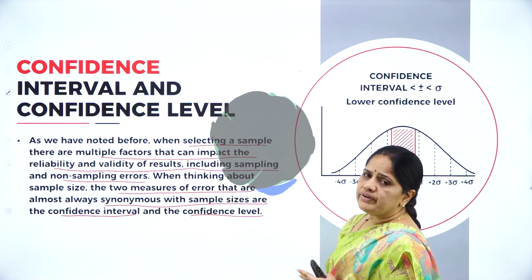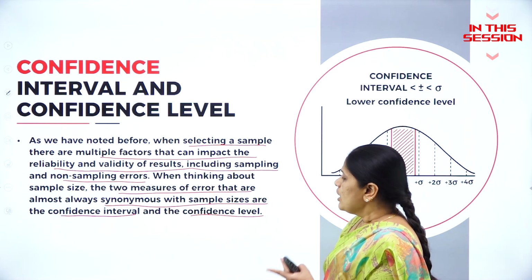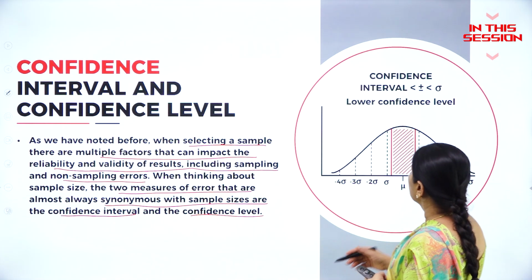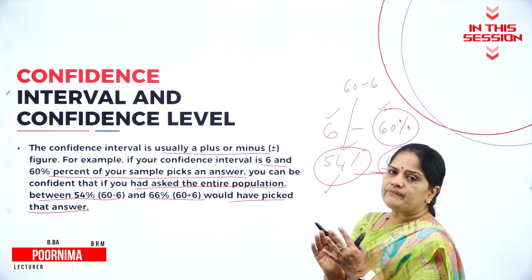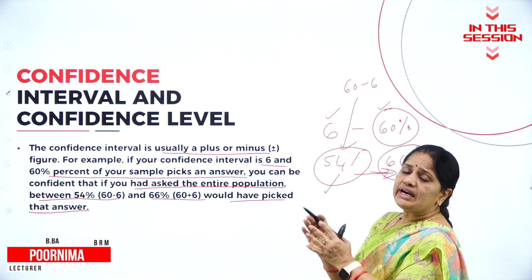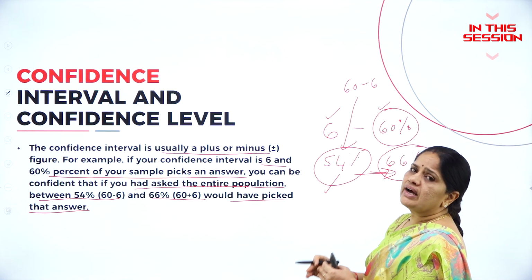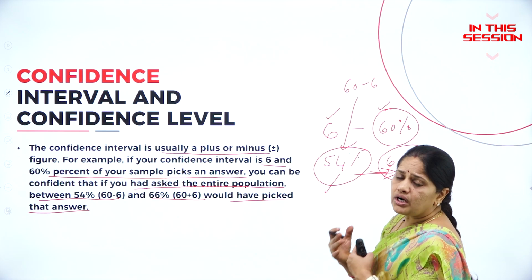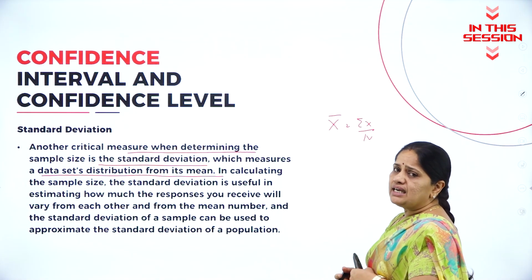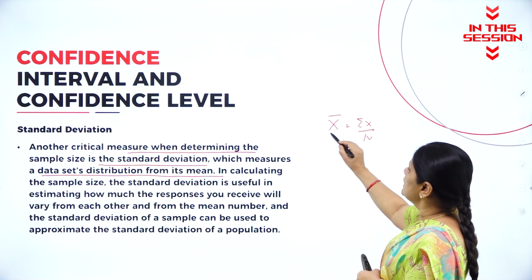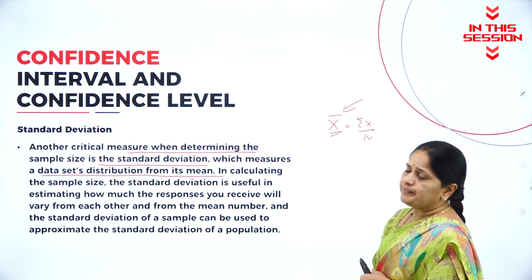The two types of errors which we encounter when deciding the sample size are the confidence interval and the confidence level. If you had interviewed 54% of the population, or if you had interviewed 66% of the population, they also would have given the same answer that you would have expected. Now, what is standard deviation? Standard deviation will tell us the deviations from the mean. So, how far the given data is from the mean.